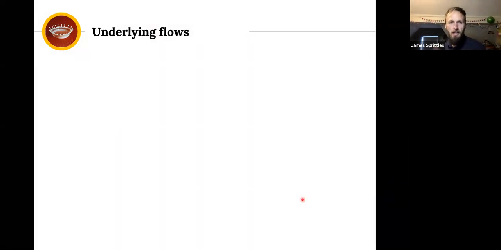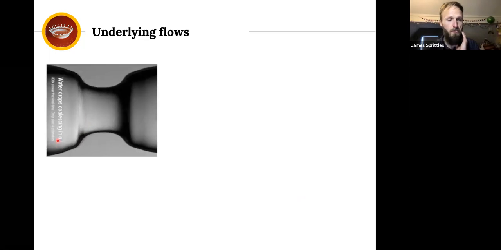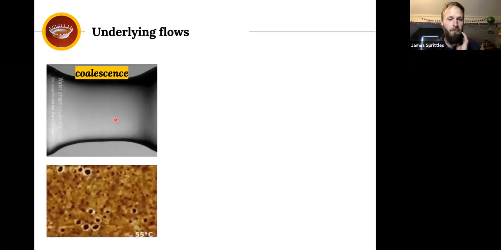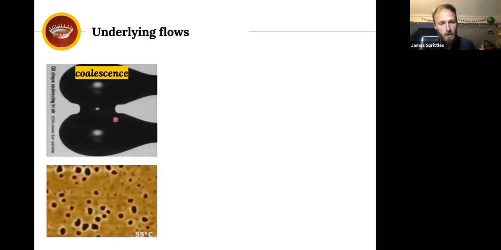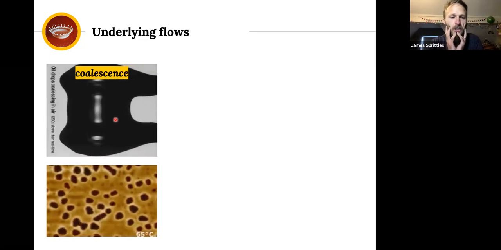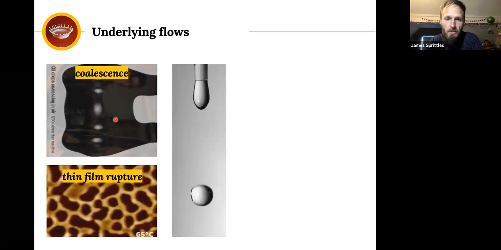And the underlying flows in those kinds of processes are things we recognize from macroscopic flows we know a lot about. So for example, coalescence. This one comes with music. The breakup of thin films on solids and subsequent pattern formation which can occur, and the breakup of jets into drops.